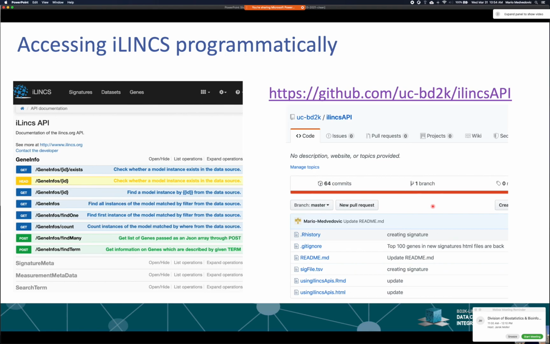Finally, I would just want to mention that if you want to interact with iLINCS programmatically, you can do that as well. You can include these calls in your R script, and we have an example of R scripts that does this programmatically. Most people interact with it using its user interface, and I think this is the biggest strength of iLINCS.